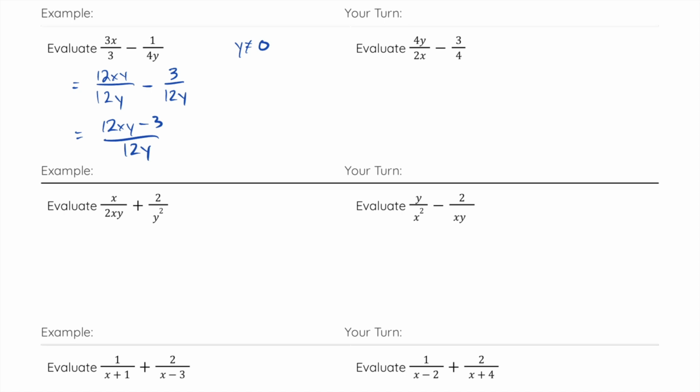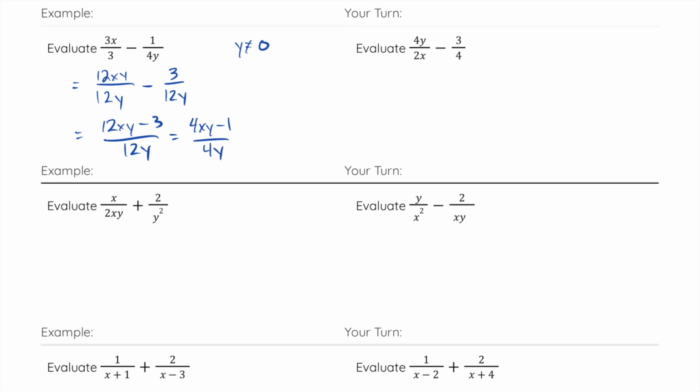And there's one common term they have there where they all have a common term of 3. So we can divide 3 into each of those terms, and we'd be left with 4xy minus 1 all over 4y.